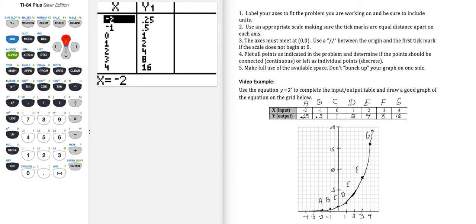So this is called an exponential equation. The variable is in the exponent, and you can see that it's increasing and increasing faster and faster and faster. So the one thing we did not do was label our axes. So don't forget to go back and put an X and a Y to indicate our variables.